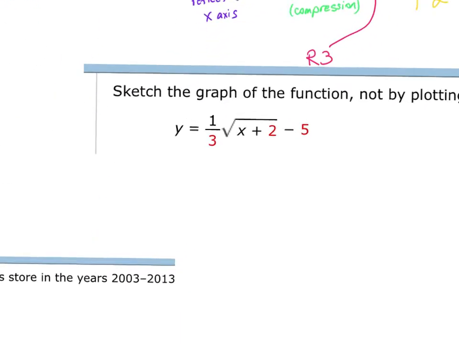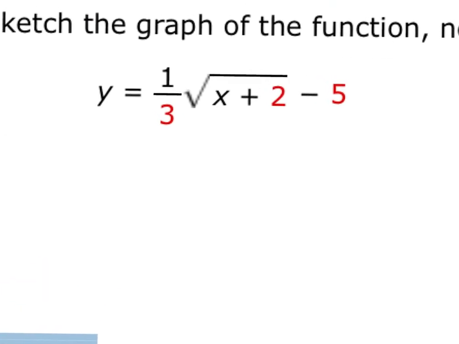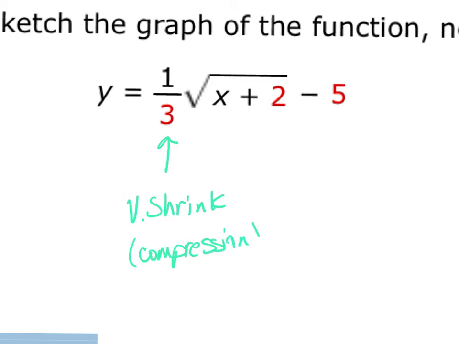All right, what about this one? Read from left to right. What does that 1/3 mean? It's a vertical shrink. What's another word for shrink? Compression. Good. All right, I have plus 2. It's underneath the square root. It's with the x. What does that plus 2 mean? Left 2. Good. And then what does this minus 5 do at the very end? Down 5. Did I say 2? I meant 5. But that's it. That's all I need for you guys to show me.